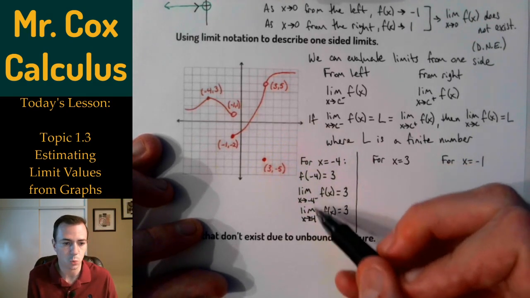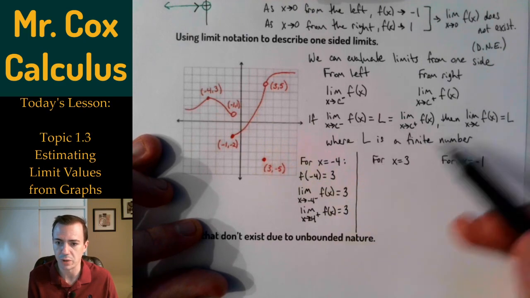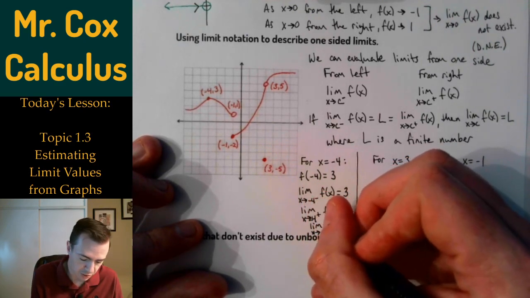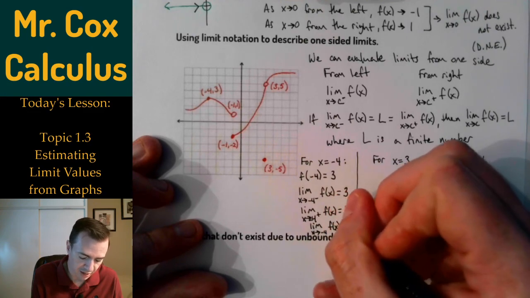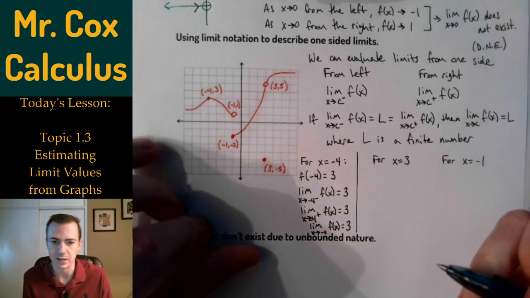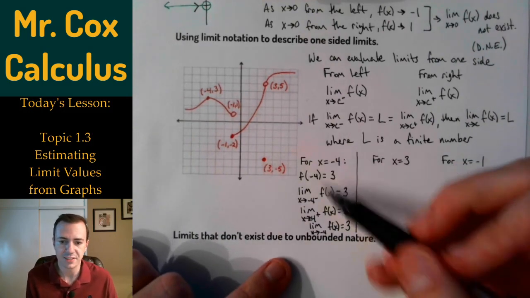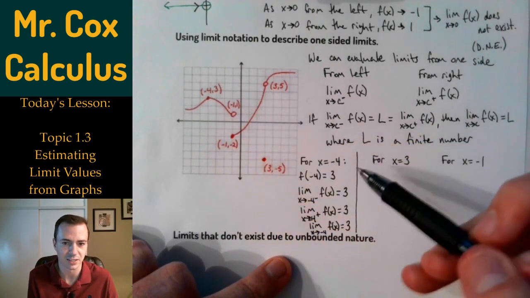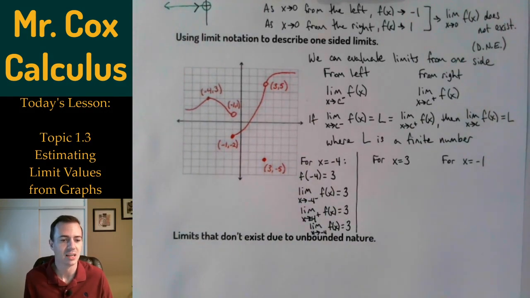And because these one-sided limits match what we just defined here, we can say that means the limit as x approaches -4 of f of x exists and is equal to 3. And this actually means something really important in terms of what's happening to this function at this point. And we'll talk about that much later here in Unit 1.